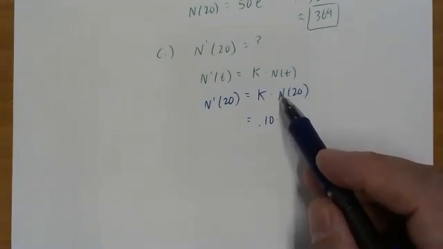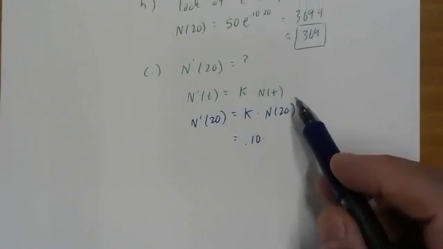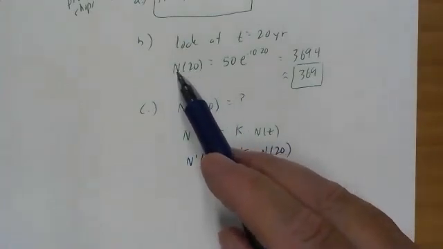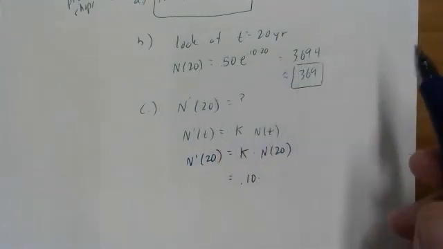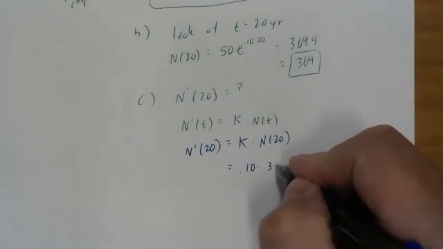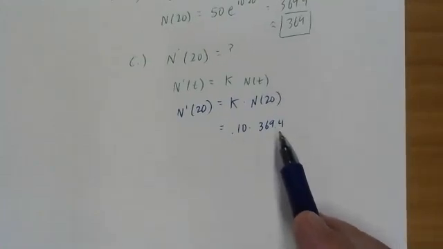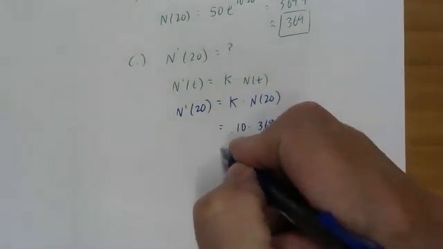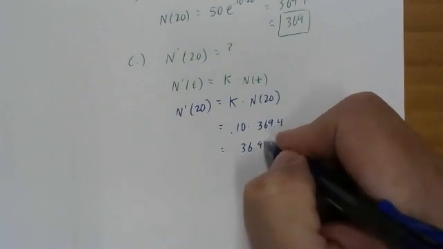And look at this. This is saying, what is the number of pizza shops during year 20? You know what they had us do in the second part of the problem? They had us calculate the number of pizza shops during year 20, 369.4. So I can plug in 369.4, and this simple calculation will tell me the rate of change. Matter of fact, I can do this in my head. Should be 36.94.